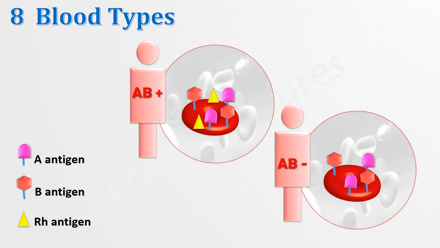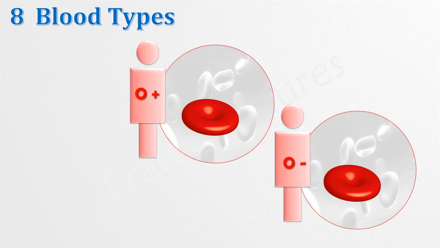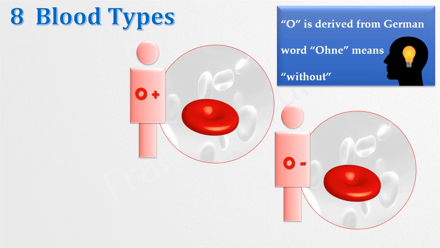Now what about the O positive and O negative blood types? The designation O is derived from the German word ohne, which means without. Since, when discovered, it was found that this blood group lacked properties of both blood group A and blood group B. In both O positive and O negative blood types, neither A nor B antigens are present on RBCs.